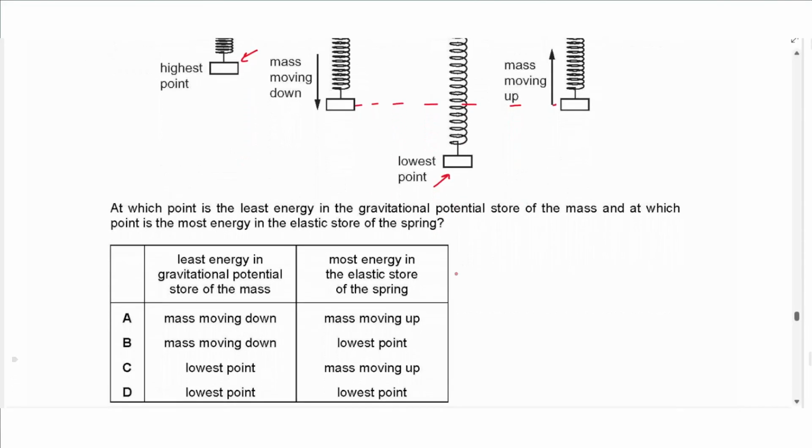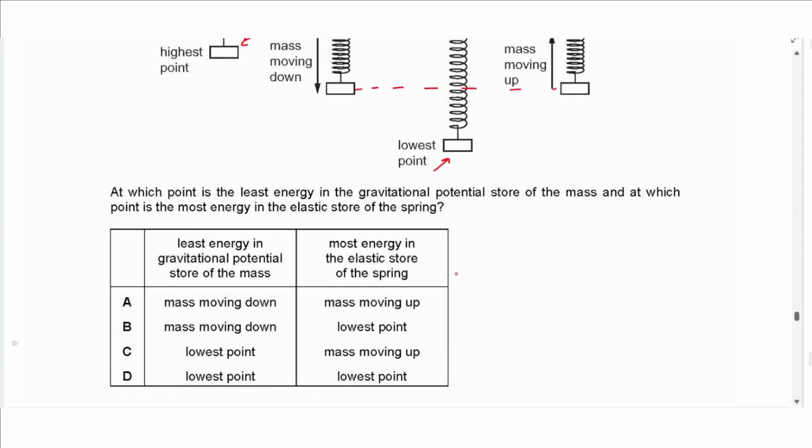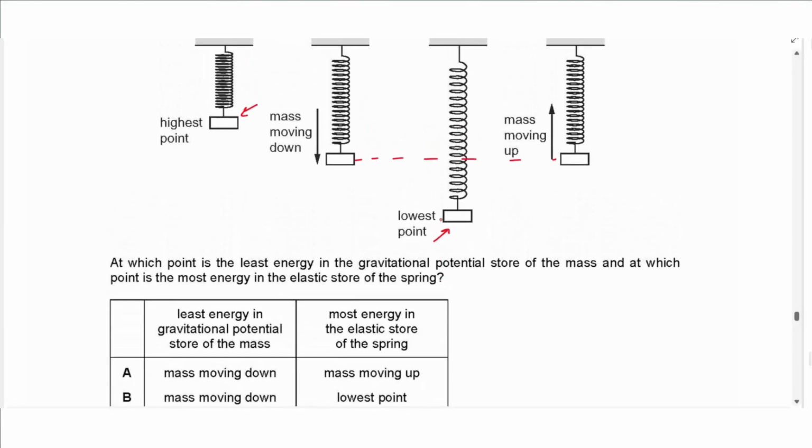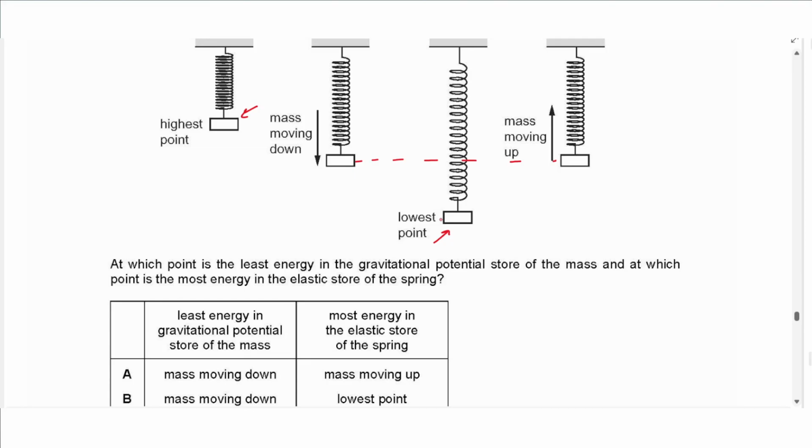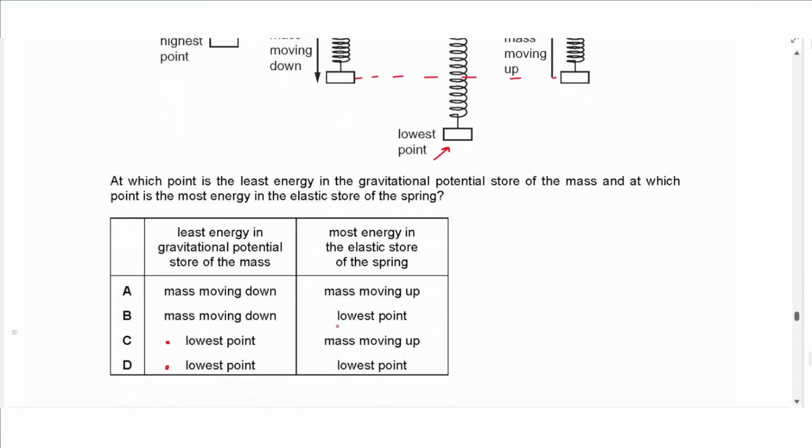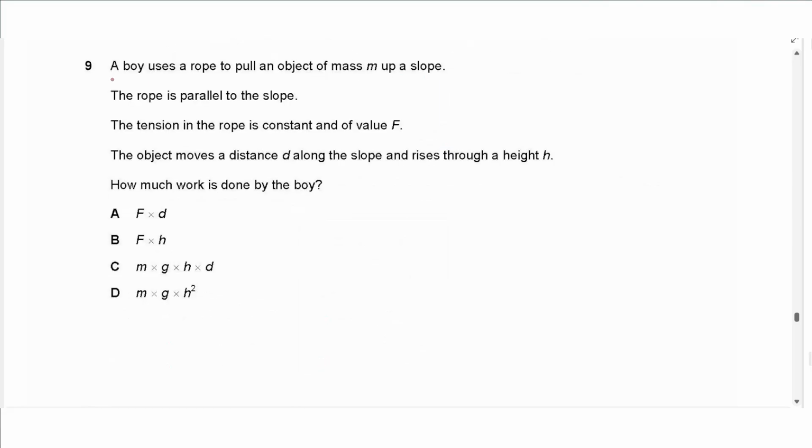The maximum height and the lowest height, this means that the object is stationary. At which point is the least energy in the gravitational potential store of the mass? So that would be the lowest height, so the lowest point. And at which point is the most energy in the elastic store of the spring? The most energy would be when the spring was most extended, so it would be also the lowest point, so the answer is D.